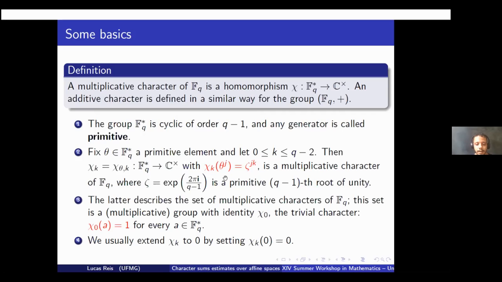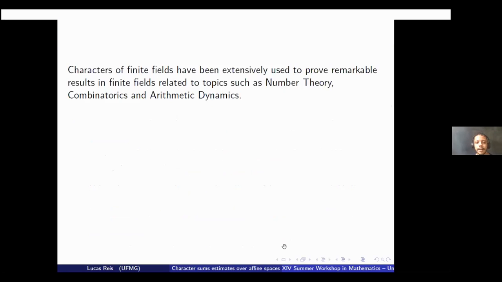and in fact, this describes all the multiplicative characters of F_q. We have an interesting character here when we take k equals 0. So it maps every non-zero element to 1. So this is the trivial multiplicative character. And we usually extend the multiplicative characters to the 0 element by just mapping 0 to 0.